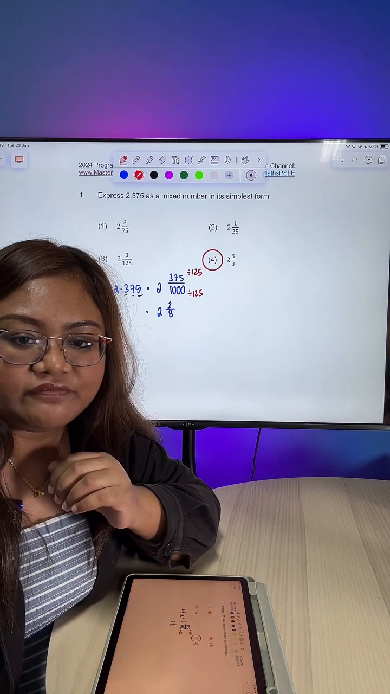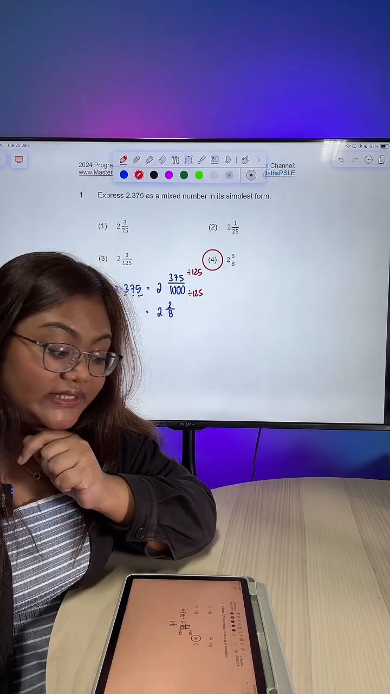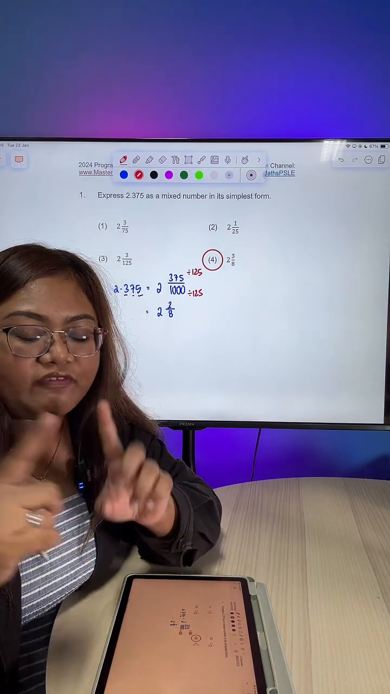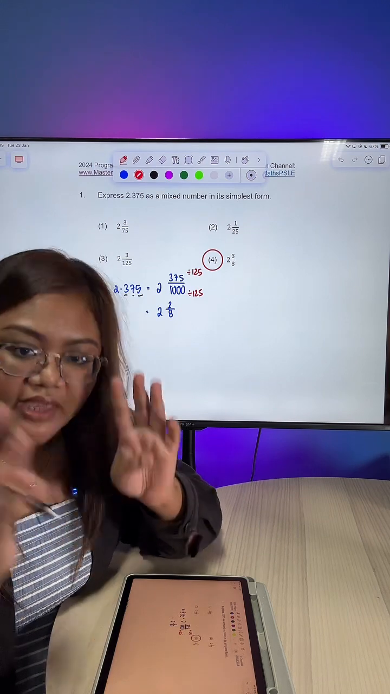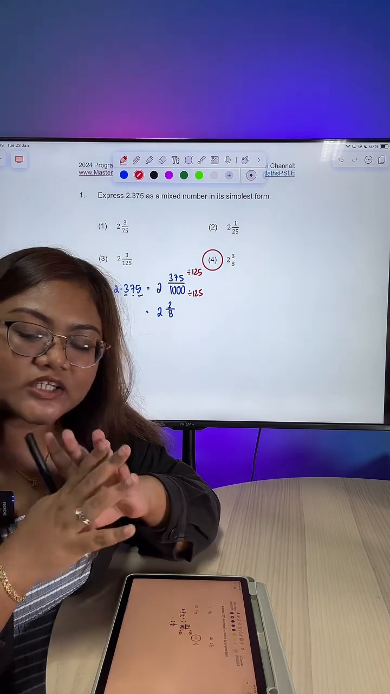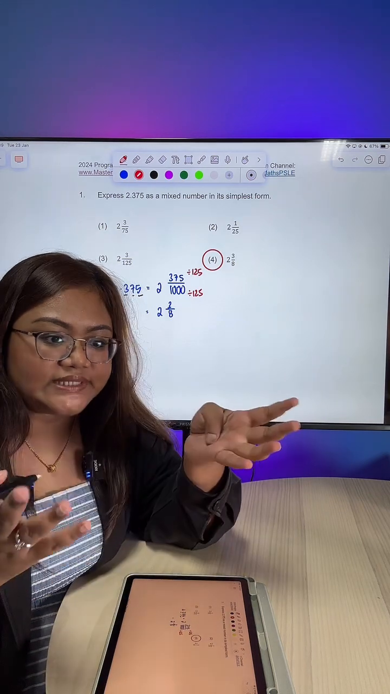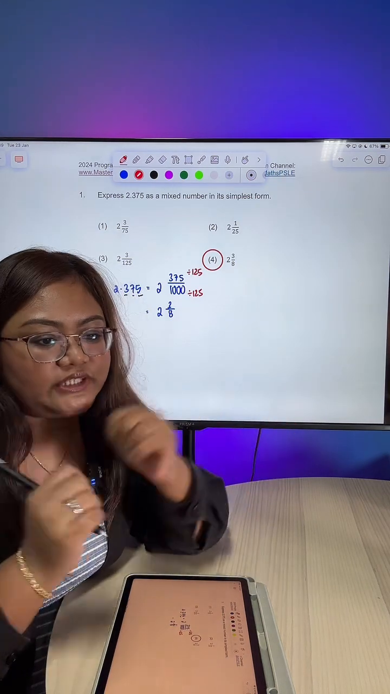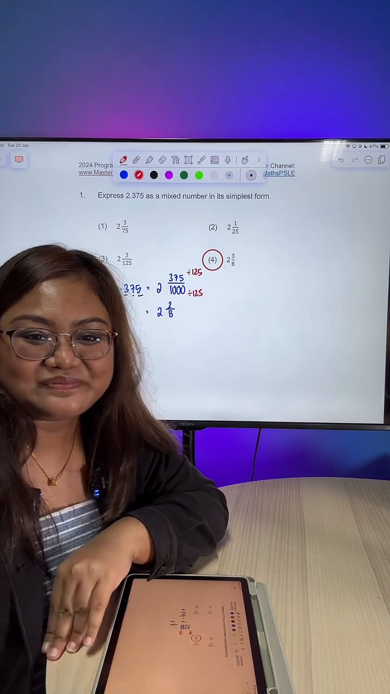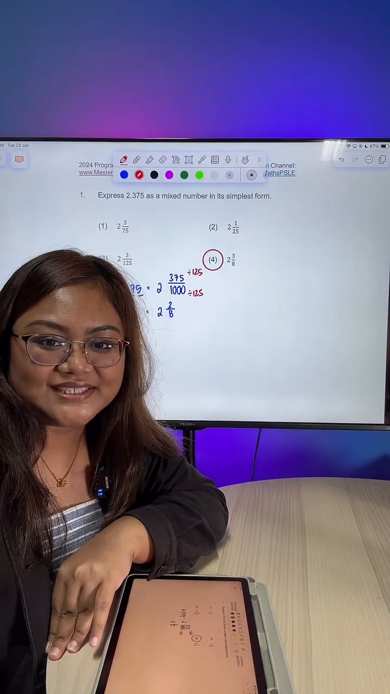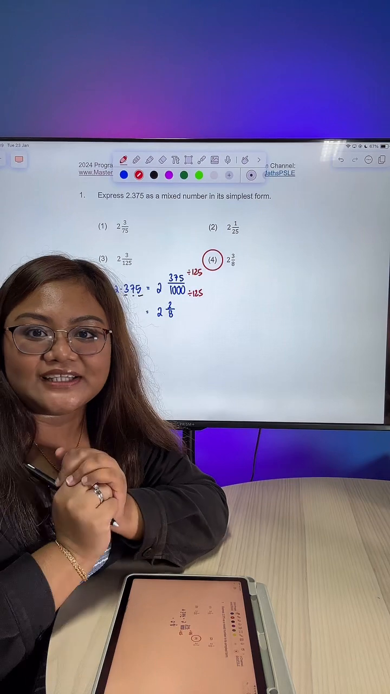Somebody is asking if this is foundation. This is applicable for Primary 5, Primary 6, and P5 and P6 foundation as well. Because we are only going through decimals, which will be tested in P5 exams, P6 exams, and P6 foundation exams as well.